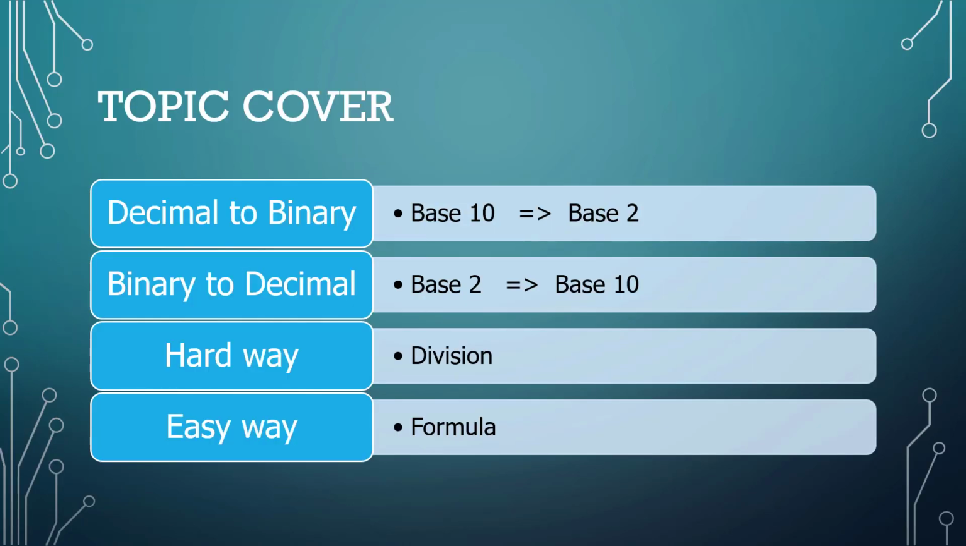As we know, decimal is base 10, that is 0, 1, 2, 3, 4, 5, 6 up to 9, and binary is only 0 and 1. That's why we call it a base 2 number system. If we say binary to decimal, it is base 2 to base 10, and decimal to binary is base 10 to base 2. We will be looking at the hard way, the division system, and the easy way, that is the formula system. Let's go ahead with our first solution, decimal to binary.